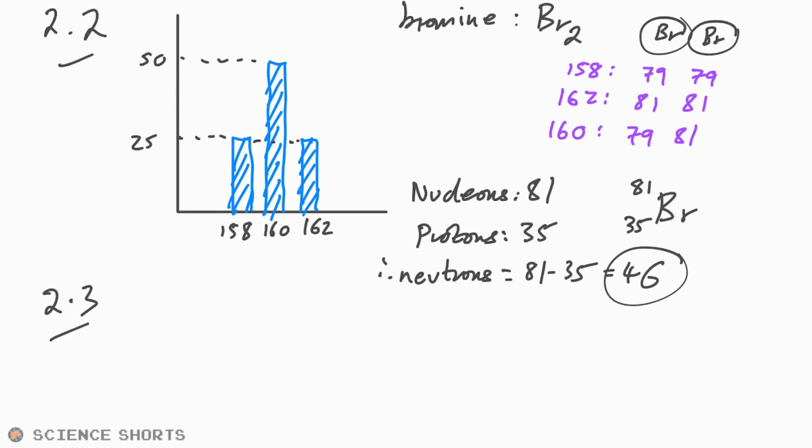2.3, deduce the percentage of each isotope in the gas. Okay, so like I set up here, it can be 79, 79, 81, 81. Yes, 79 and 81, but there's another option, as it were, and that is 81 and 79, because they can just be the other way around. And that is actually quite important.